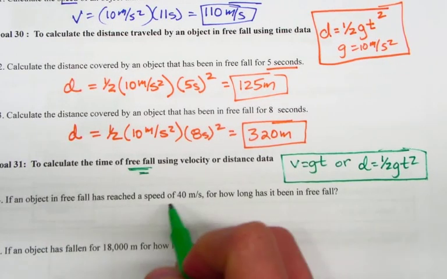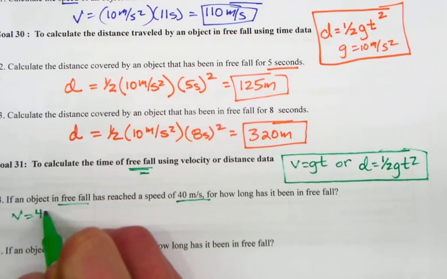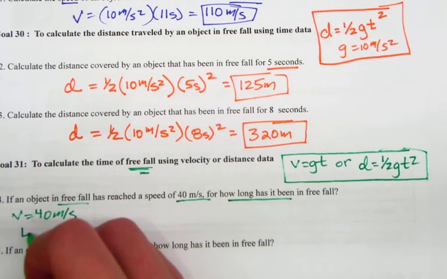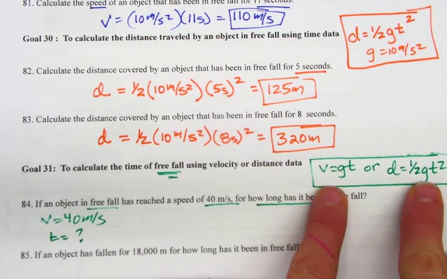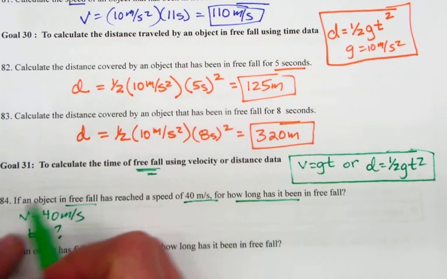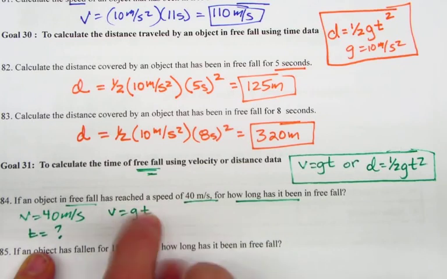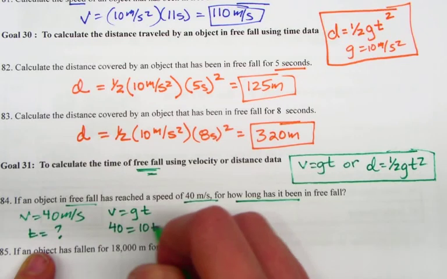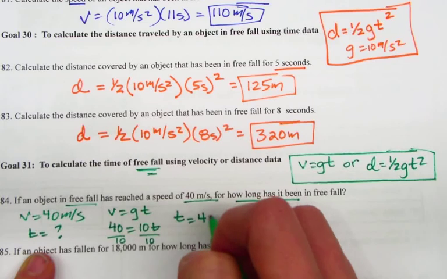So an object in free fall has reached a speed of 40 meters per second. So I have v is 40 meters per second. And it wants to know how long it's been in free fall, so we're looking for the t value. Well, in this problem, I have v, g, and t. If I have v equals gt, and I want to solve for t, that means that 40 equals 10t, and if I divide both sides by 10, then t equals 4 seconds.